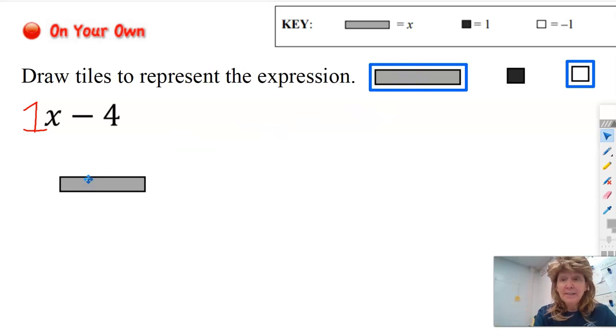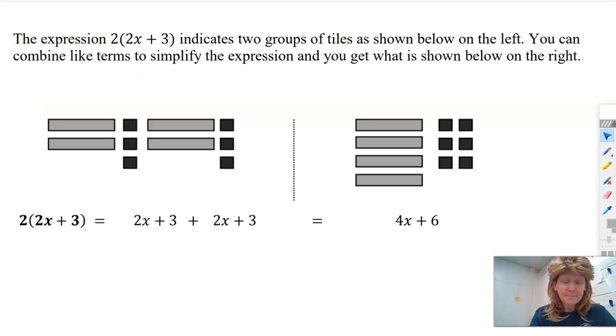So there's my 1x, and then remember the minus or the open or empty squares. So there is my x minus 4. Okay, next part of the notes. This isn't in your notes, but I want you to see this is the process I'm going to use.